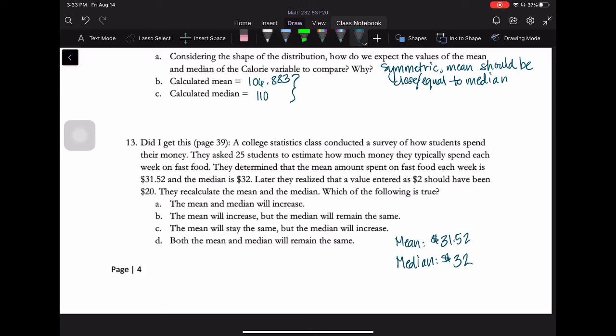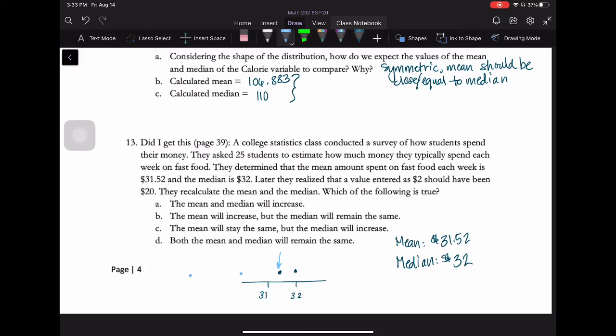Let's think about this. I'm going to draw a picture. Let's say I have a number line. Here's 31. Here's 32. Well, the median is here, and the mean is about here. And I said, hey, I've got a $2 value that now should be about $20. Okay? Think about the average. I have an average, I have a value, and I'm changing that value and I'm making it larger. Well, if I'm making it larger, then my mean is also going to be larger.